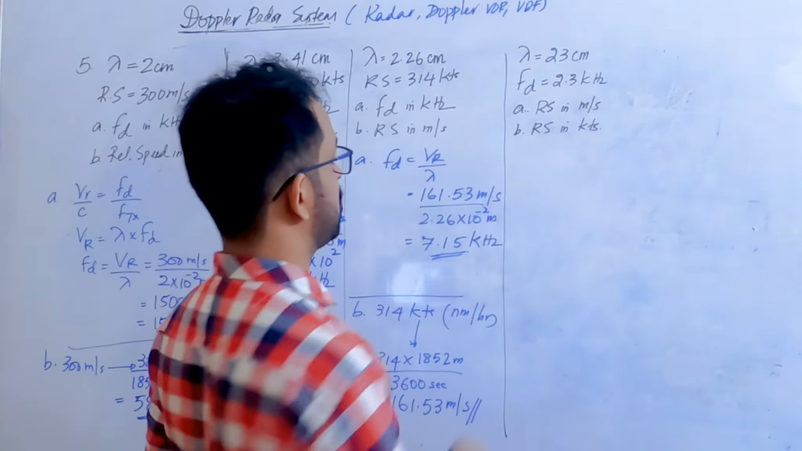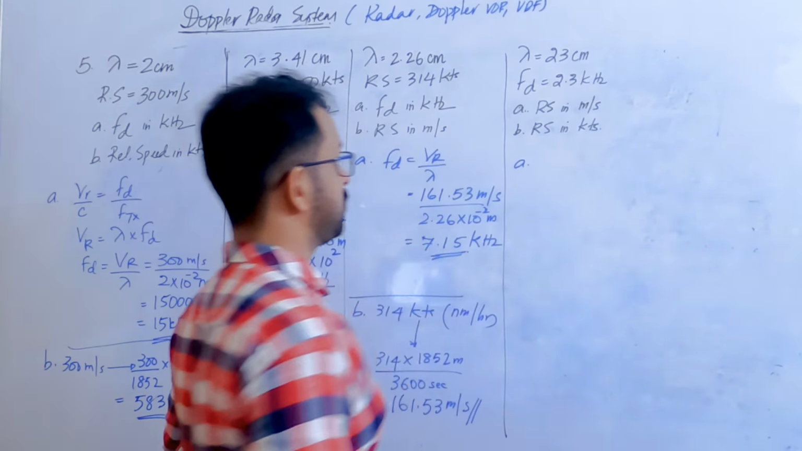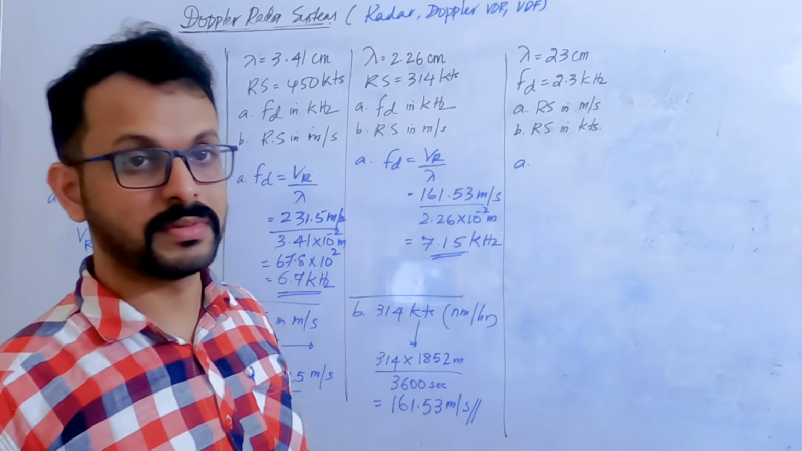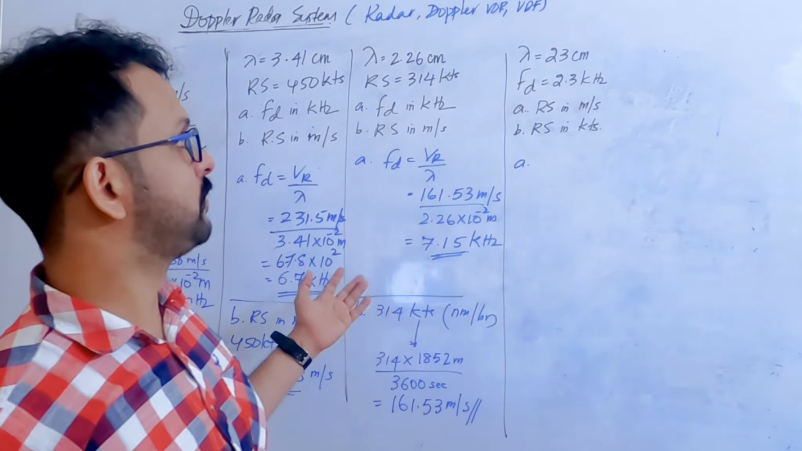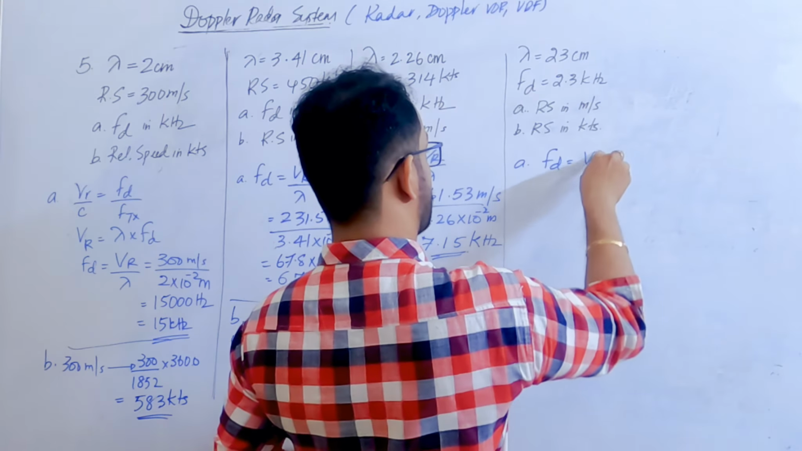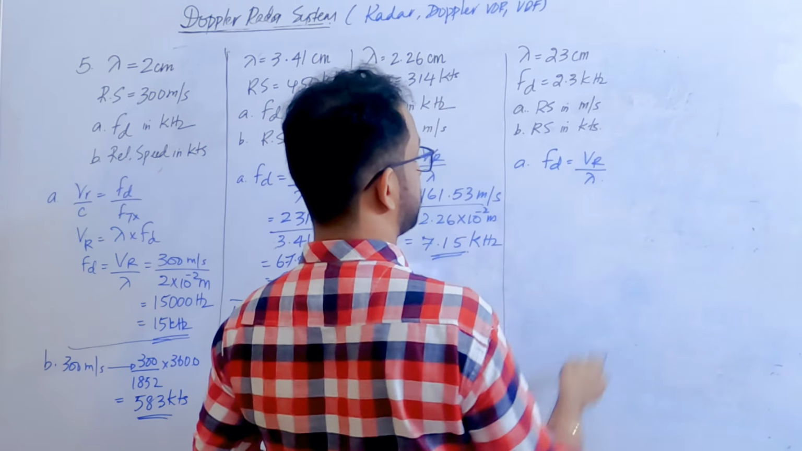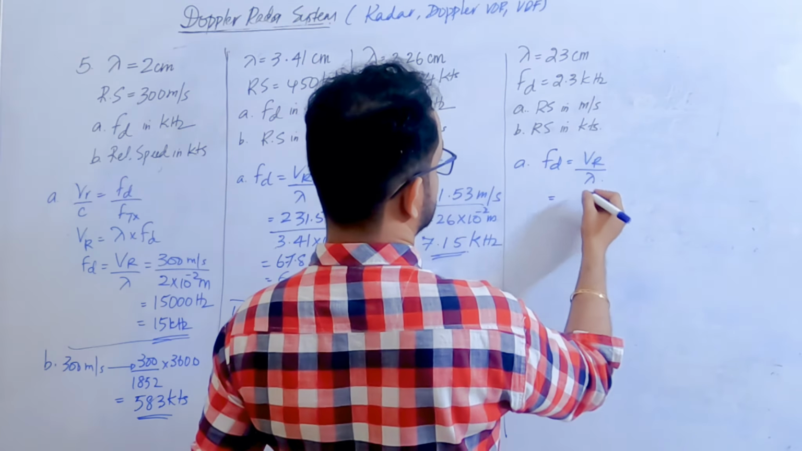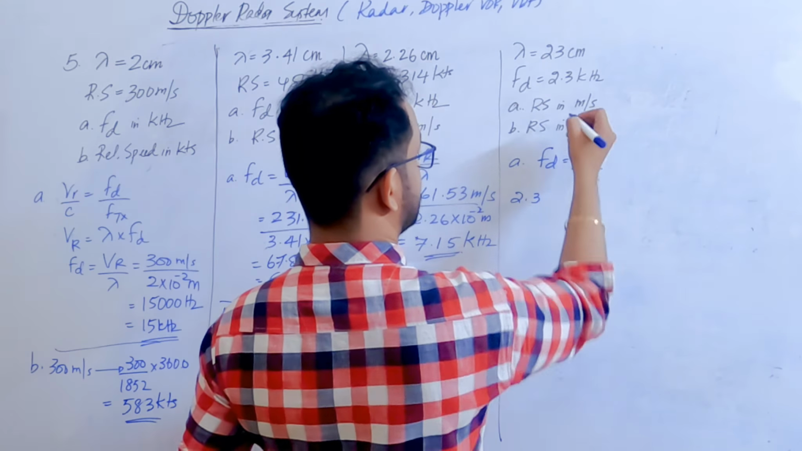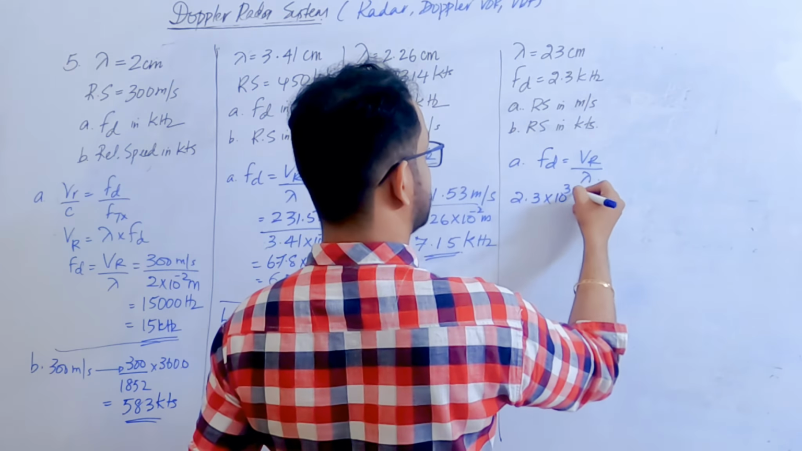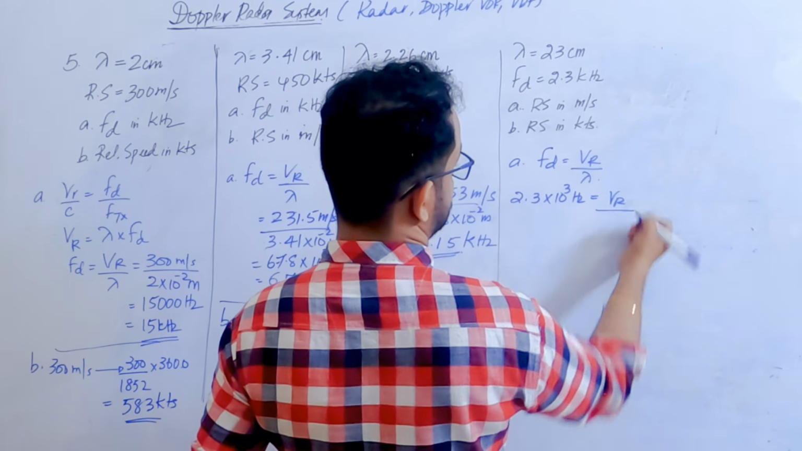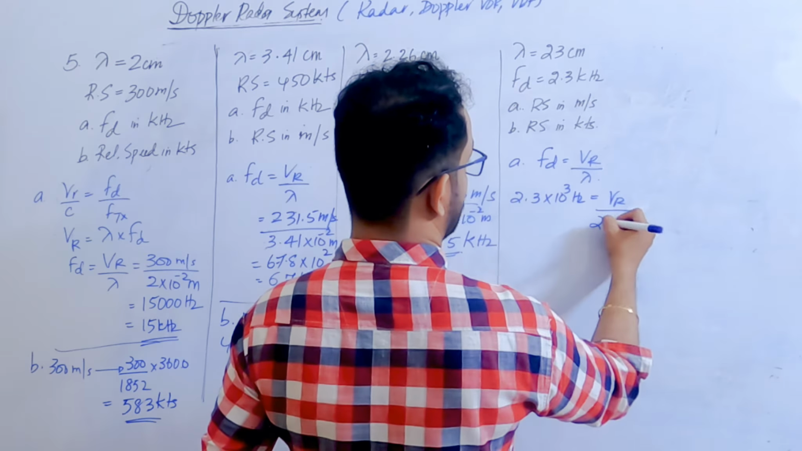That's all. Since the wavelength is given, this equation is much easier, because you don't have to find the frequency at all. Unless they ask for observed frequency and so on, you don't necessarily need it. So frequency shift is equal to relative velocity divided by wavelength, and relative velocity is what we have to find. Frequency shift is given as 2.3, and remember, it is in kilohertz, so you convert to hertz by multiplying with 10 raised to 3. Wavelength is 23, in centimeters.